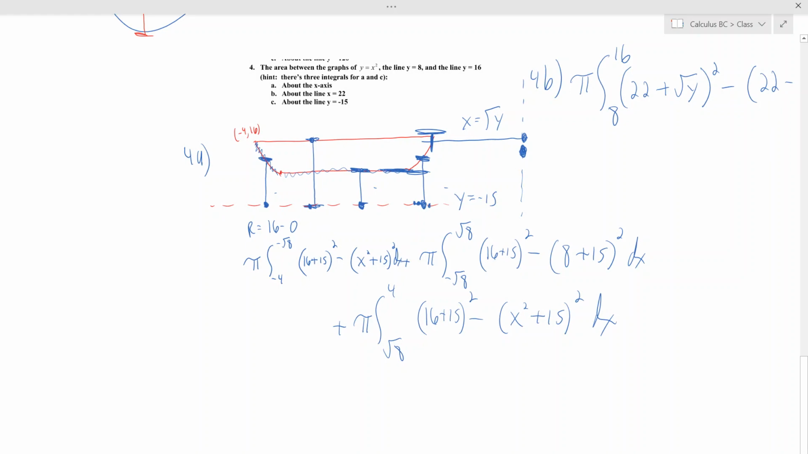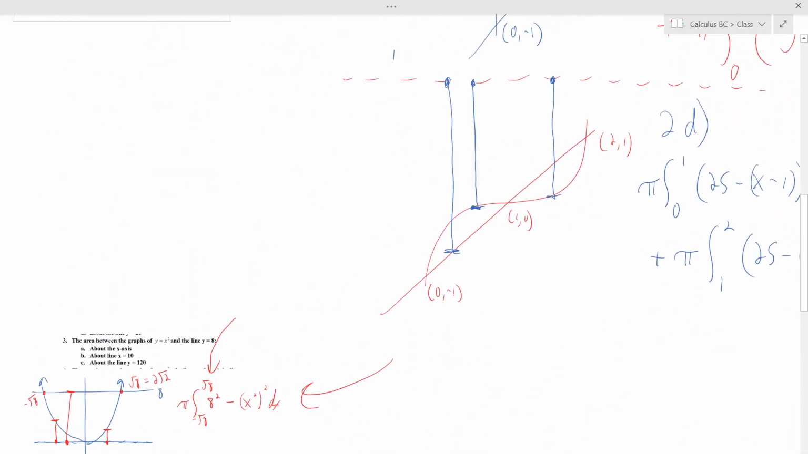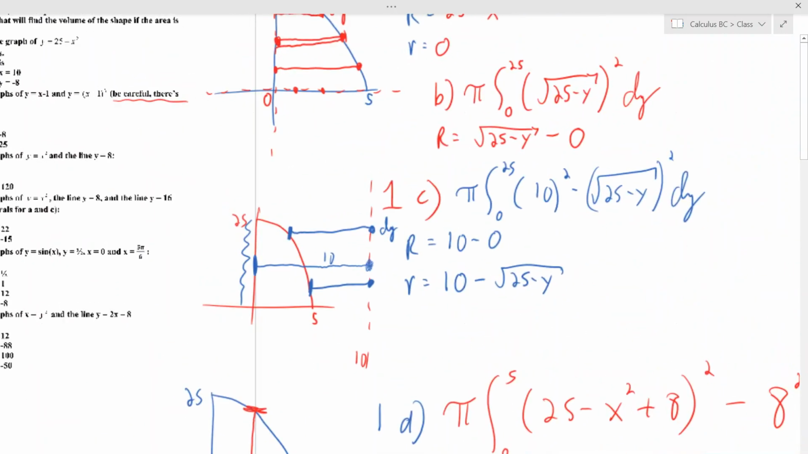So that's the first 4, and this was 4D at this, or 4C at this point. Okay, you're only doing 6 for homework, the first 6. So that's the first 4.